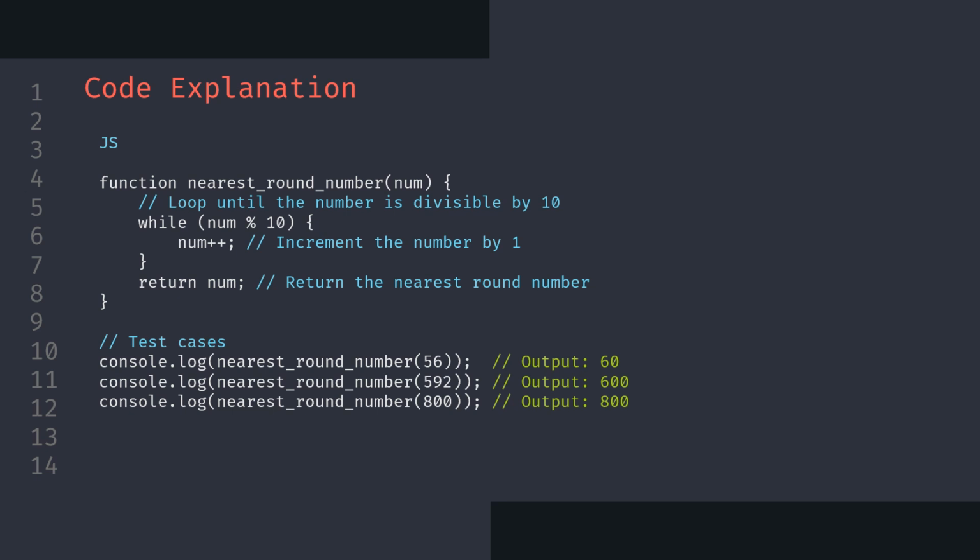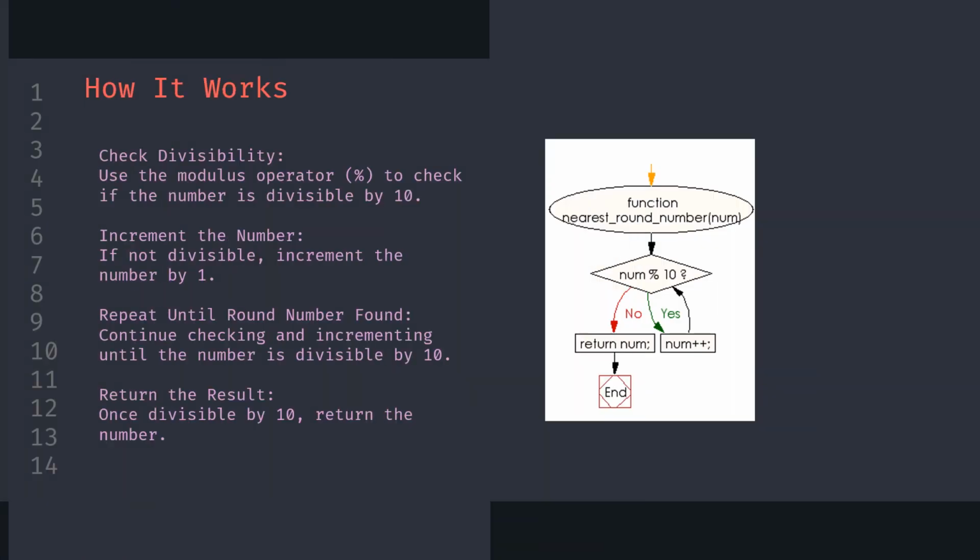The program increments the number until it becomes divisible by 10. Once the loop exits, the number is returned as the nearest round number. Here's how it works. The program repeatedly increments the input number until it is divisible by 10. This ensures the output is the smallest round number greater than or equal to the input.